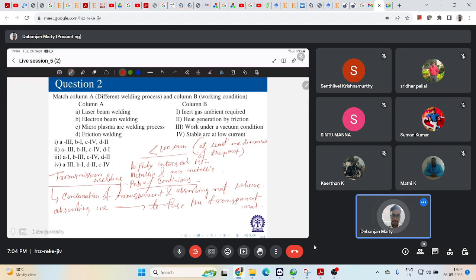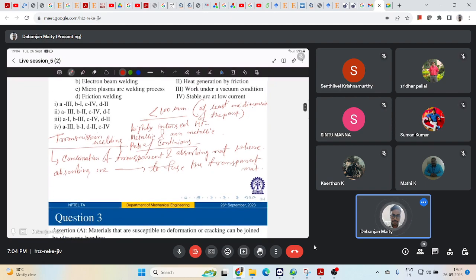That is called laser transmission welding. Now, in my past lecture, I have talked about this conduction mode and this keyhole mode, right? So you have two different kinds of mode of laser welding: conduction mode and keyhole mode.